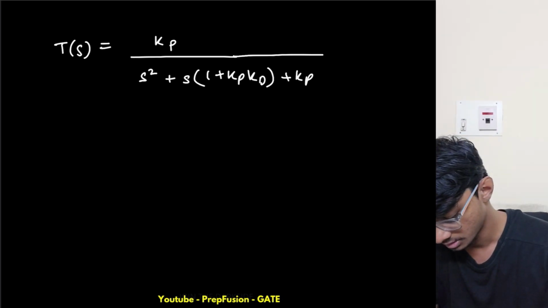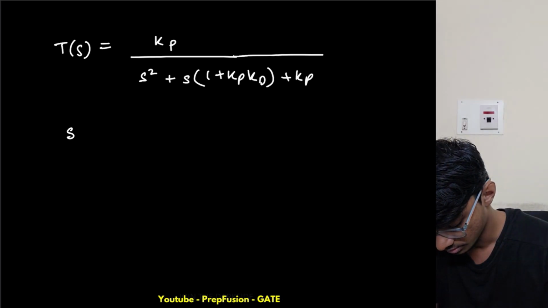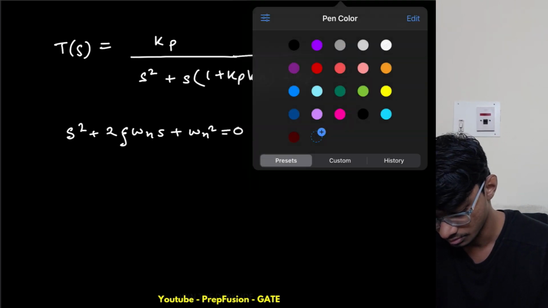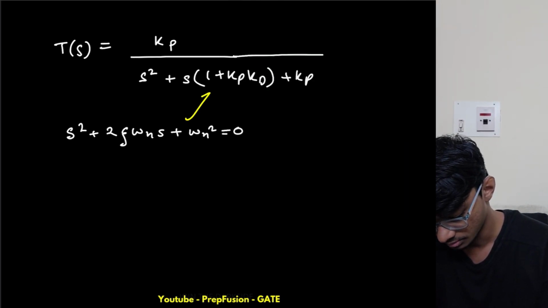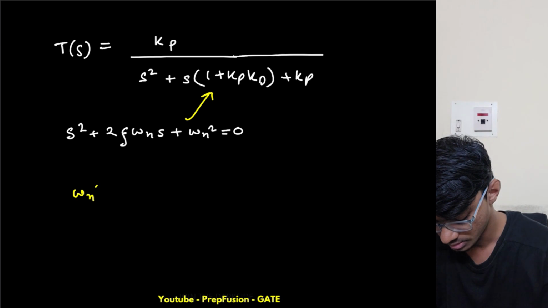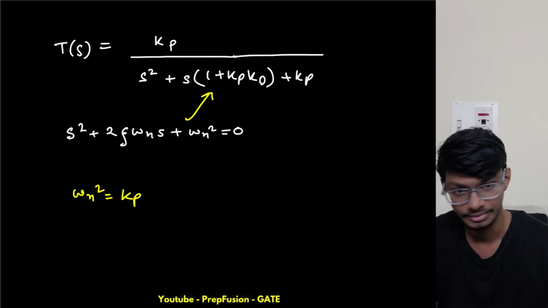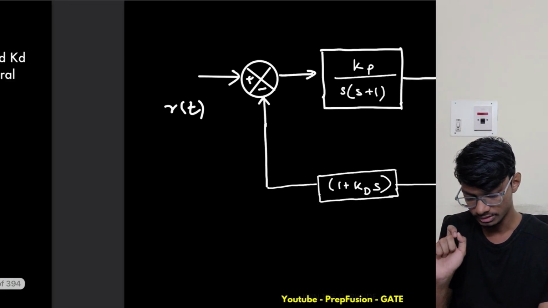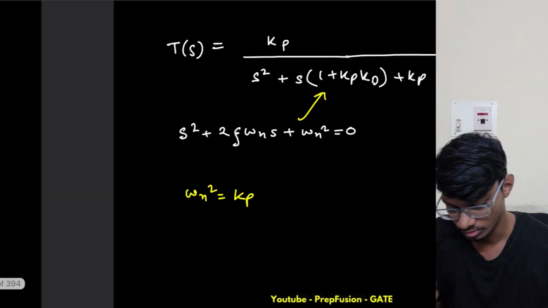What is my standard equation? The standard equation is s square plus 2 zeta omega n s plus omega n square equals 0. So from here I can find omega n square equals Kp, directly comparing this one. So what is my omega n square? Omega n, they have told us, is 5 radians per second, so it will be 25.